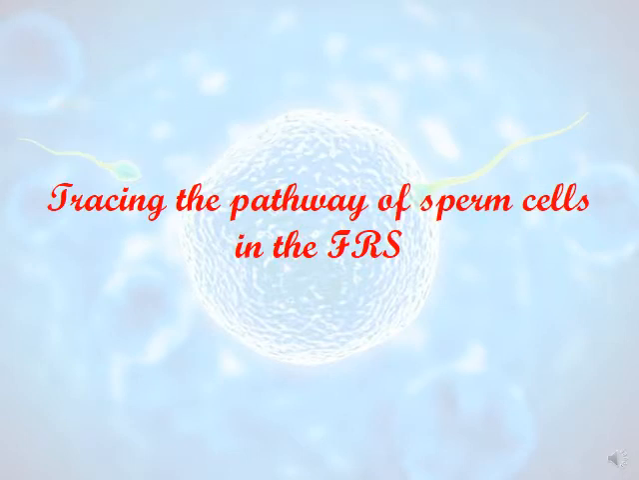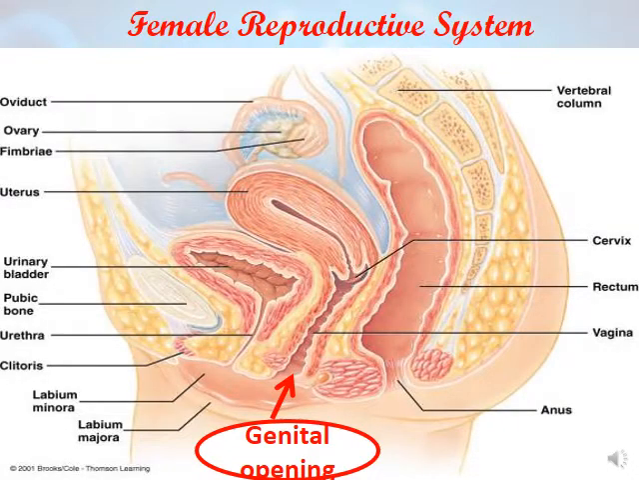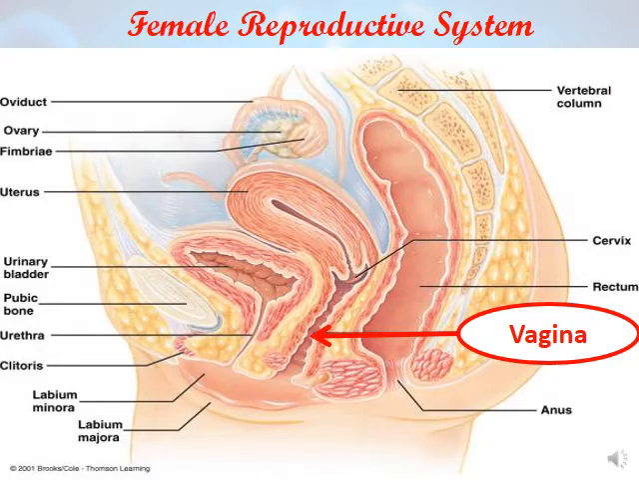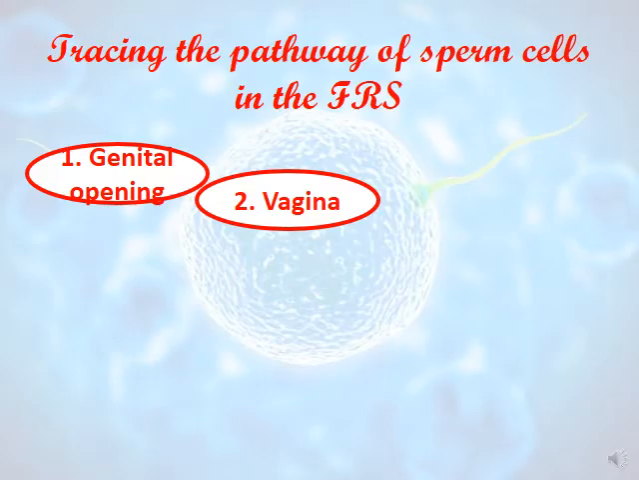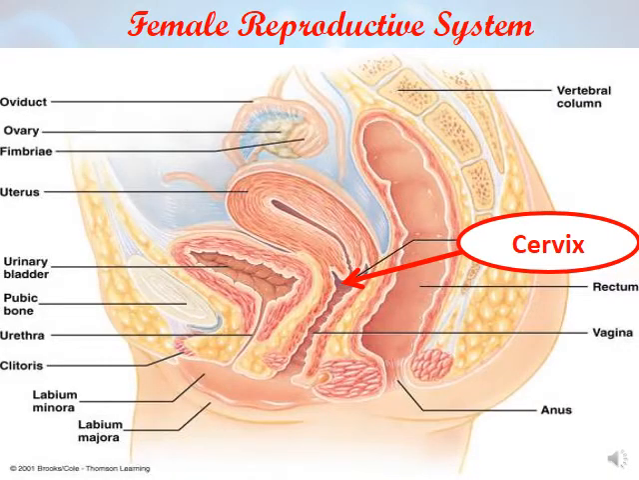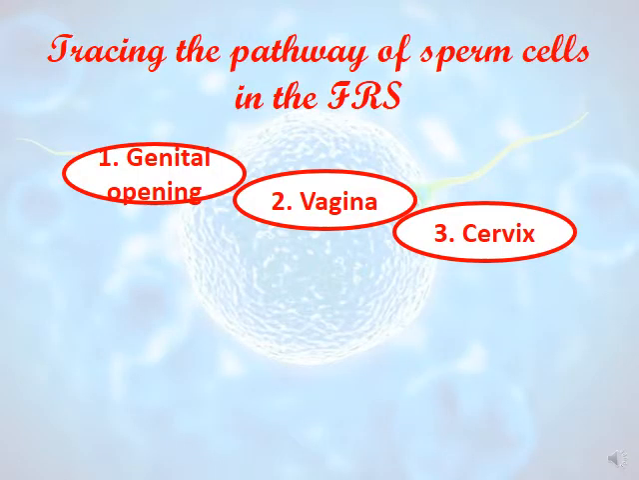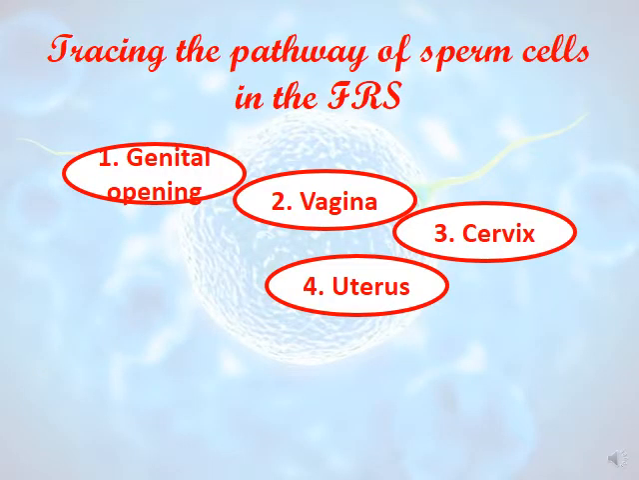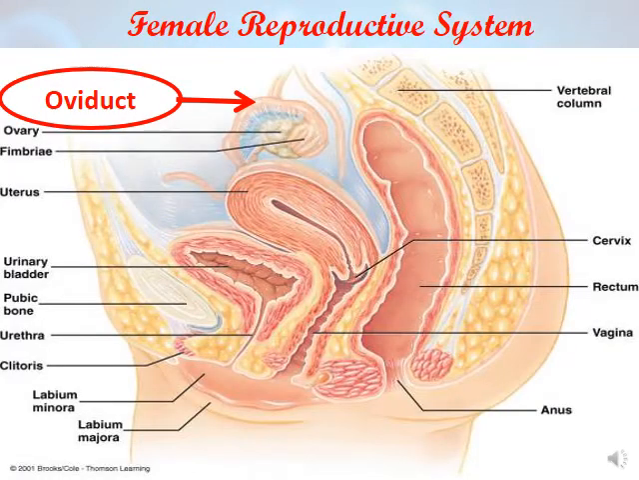Now, tracing the pathway of the sperm cells inside the female reproductive system. First we have the genital opening in the female. The sperm will enter the genital opening, then reach the vagina, then move toward the cervix, which is part of the uterus. So we have genital opening, vagina, cervix, then it moves toward the uterus, and these are the first four checkpoints: genital opening, vagina, cervix, uterus, and then toward the oviduct or the fallopian tube.